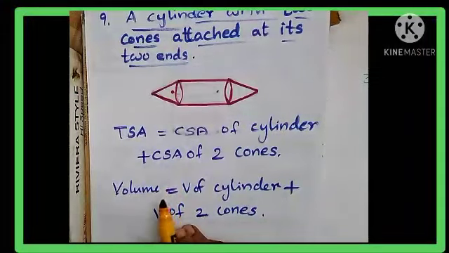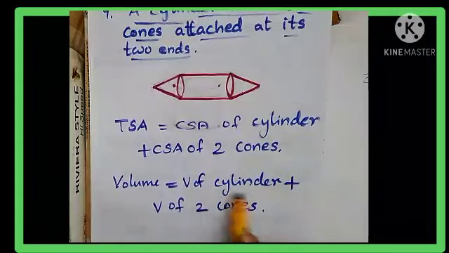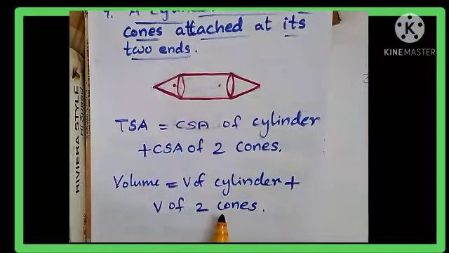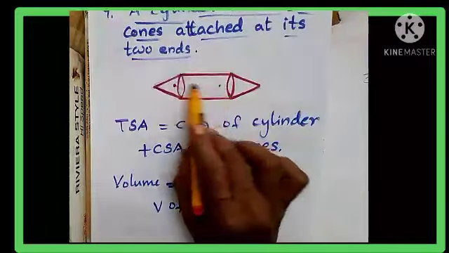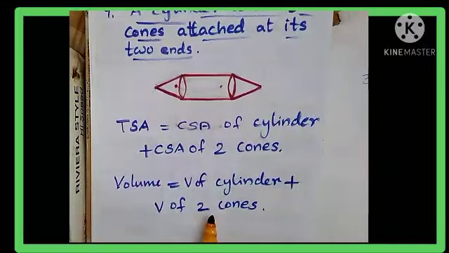How we can find the volume? Volume means the sum of the volumes of the different shapes. That is volume of cylinder plus volume of two cones. Understand? It is very simple.